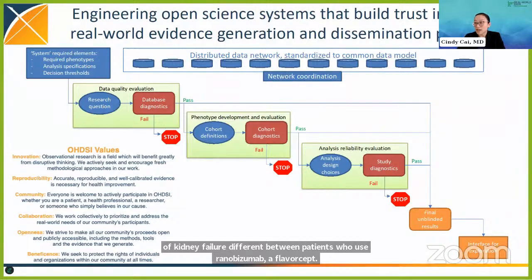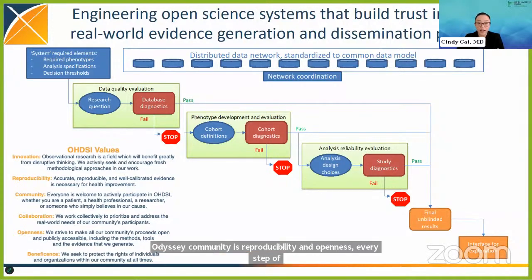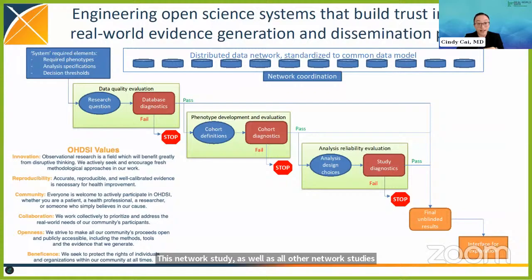Because some of the values of the Odyssey community are reproducibility and openness, every step of this network study, as well as all other network studies, is pre-specified, and you only go forward to the next step when you've passed all the pre-specified diagnostics.